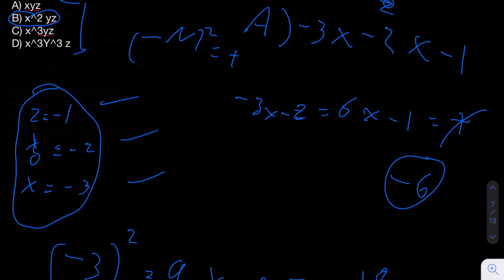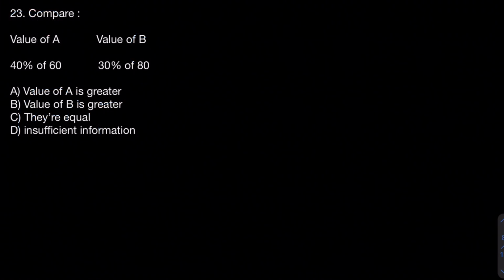Question 23 is a classic compare question. It says compare the value of A to the value of B. The value of A is 40% of 60. The value of B is 30% of 80. And if this question doesn't give you hope that you're going to be able to do this exam, that it's not going to be that hard, then I don't know what could.